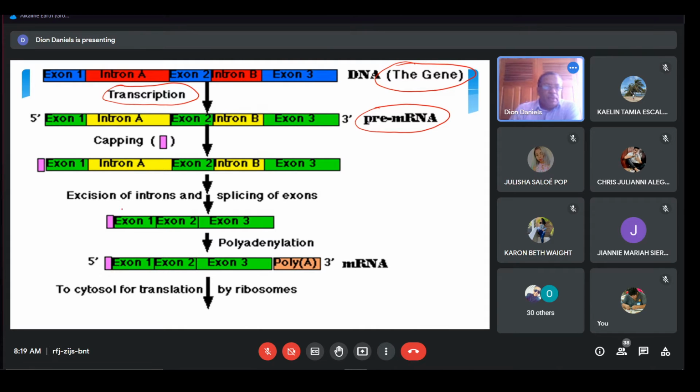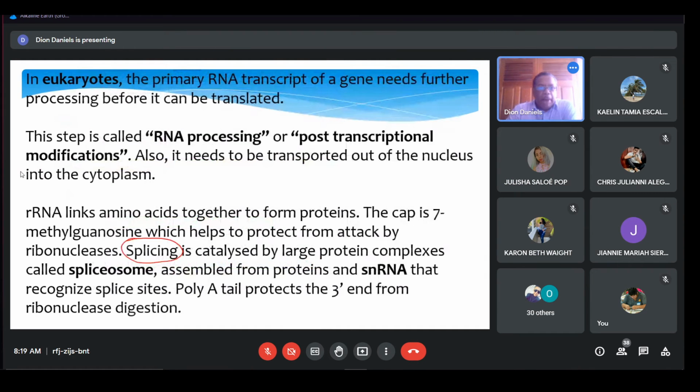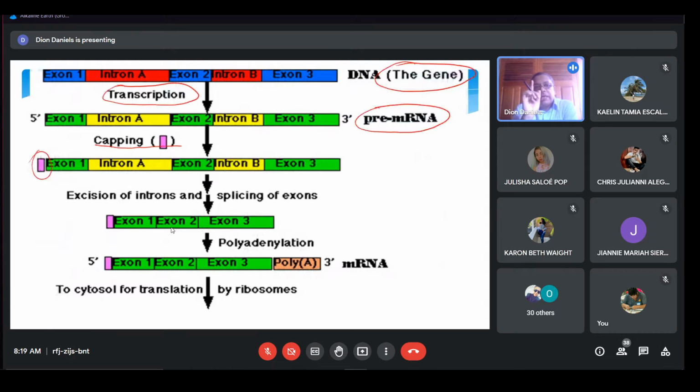The first thing is capping. All right, so capping of this 5' end, and it's capping with what? It's right there in the text. All right, capping with 7-methylguanosine, and the purpose of that is to help protect that 5' end from digestion by ribonucleases. Those are enzymes that can actually degrade that end. So that is the first step, capping of this 5' end with 7-methylguanosine, okay?